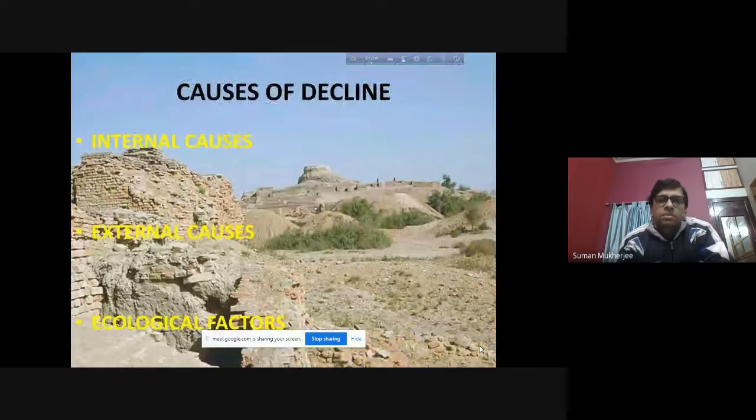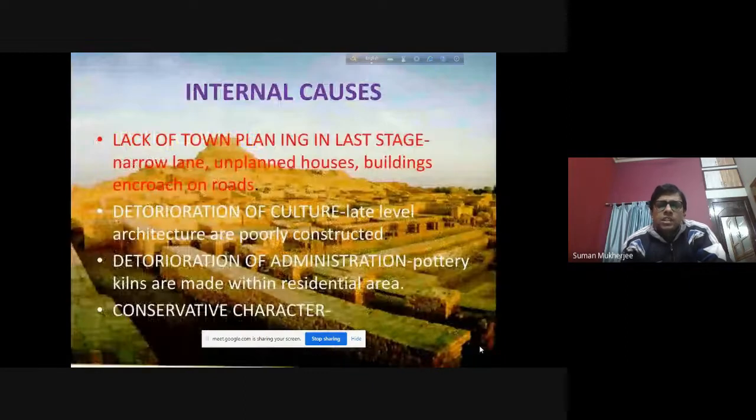Now, before we start, the major causes of decline are: number one, internal causes; number two, external causes; and number three, ecological factors. So we are trying to discuss the three factors. Now, number one is internal causes.